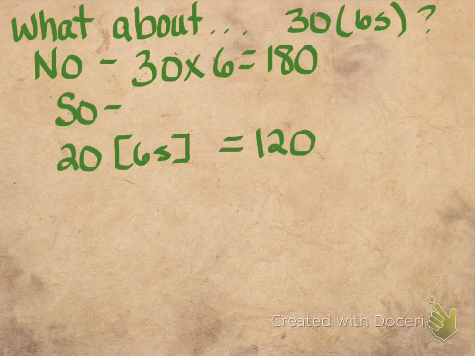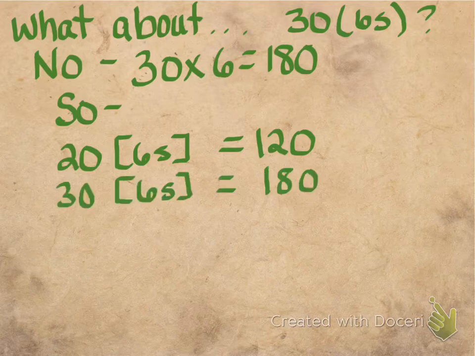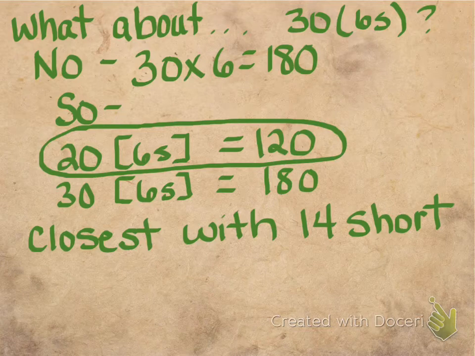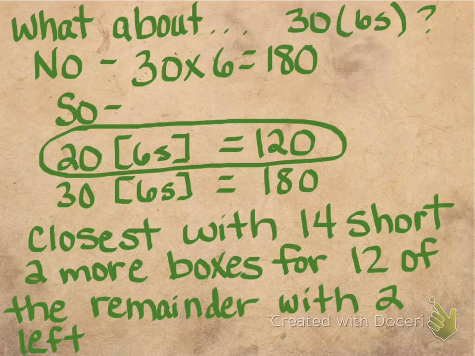So, 20 6's equals 120, and 30 6's equals 180. So the closest, with 14 short, would be 20 6's. That gives us 120. But we have a problem, right? We haven't gotten to that 134 yet. So 2 more boxes, because remember, one box holds 6. So 2 boxes would hold 12 of those 14. And then we would have 2 chocolates left.